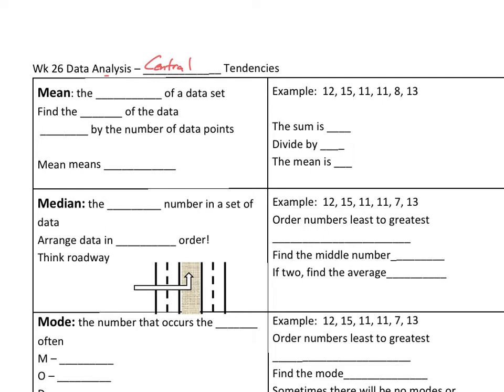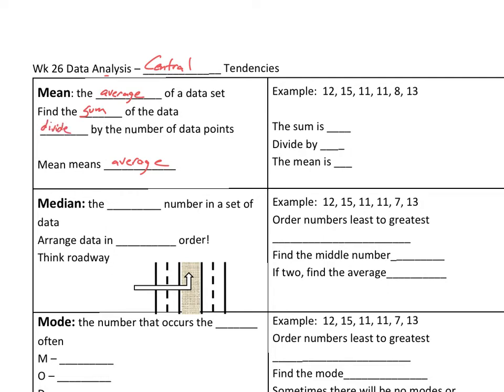Okay, let's dive into mean first. What does mean mean? Mean means the average. The average of a data set. Okay, mean means average. So how do we do this? First, we find the sum of the data, and then we divide by the number of data points.